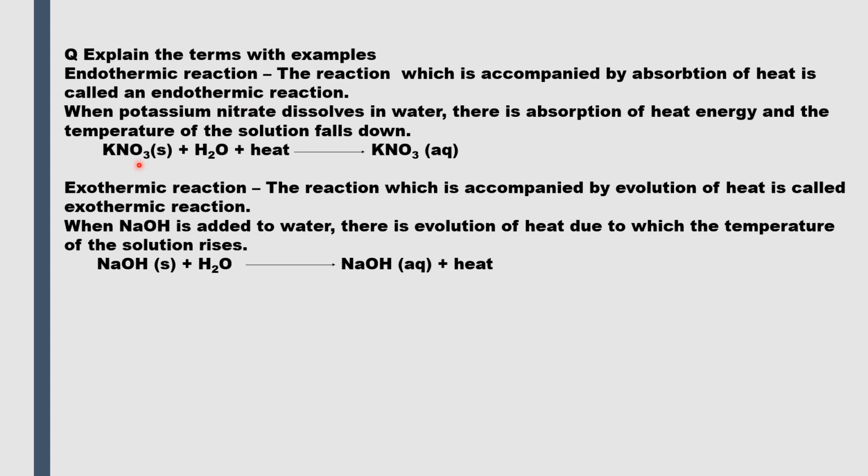So when potassium nitrate is added to water, then an aqueous solution of potassium nitrate is formed. If you touch the solution from outside, you will feel that the solution is cold. That means in this case, heat is absorbed during the chemical reaction. So addition of water to potassium nitrate is an example of endothermic reaction.